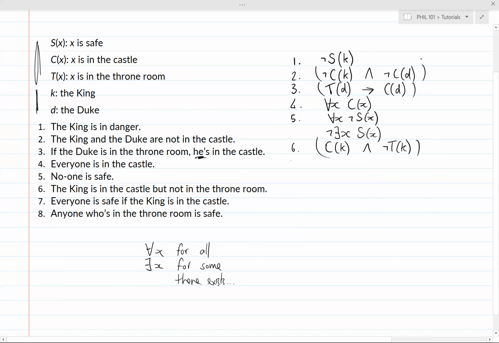All right. Number 7 says, everyone is safe if the king is in the castle. So if the king is in the castle, then everyone is safe. For all x, x is safe.